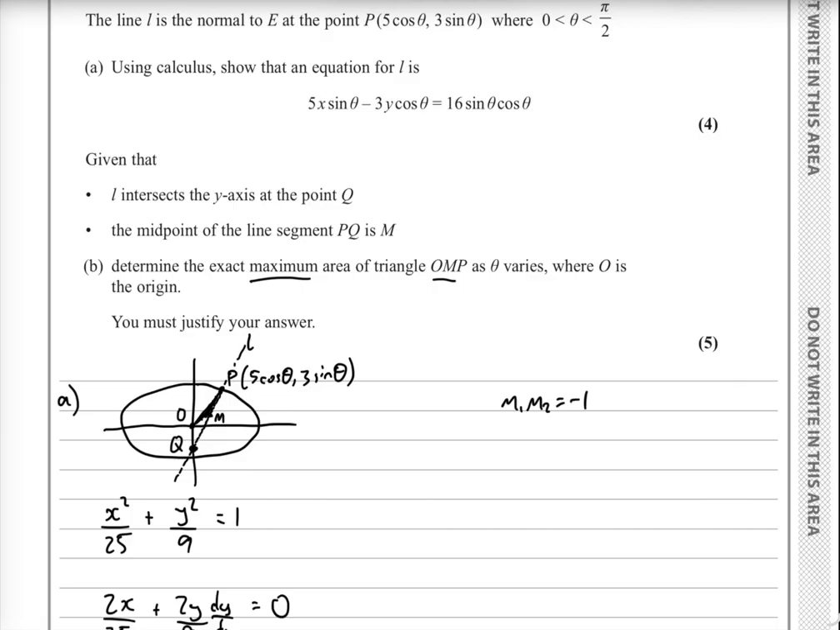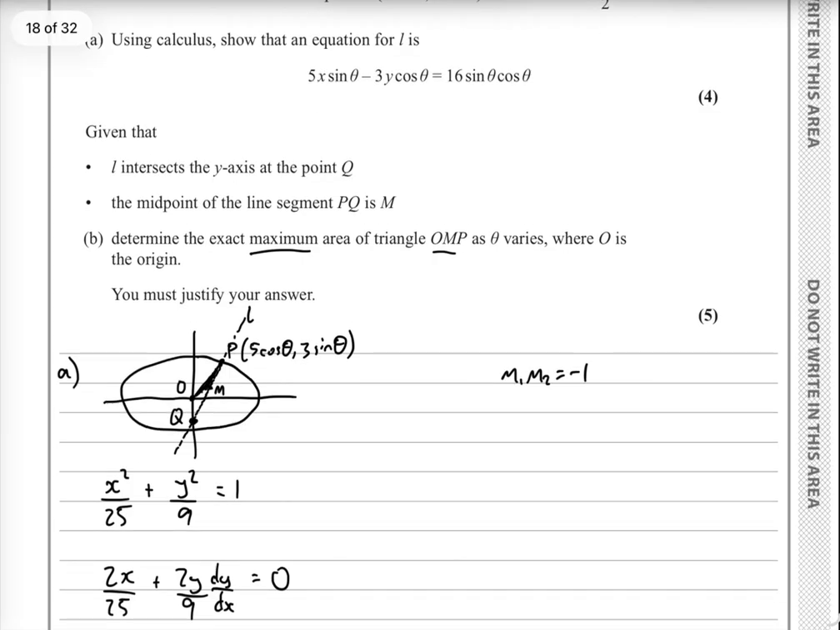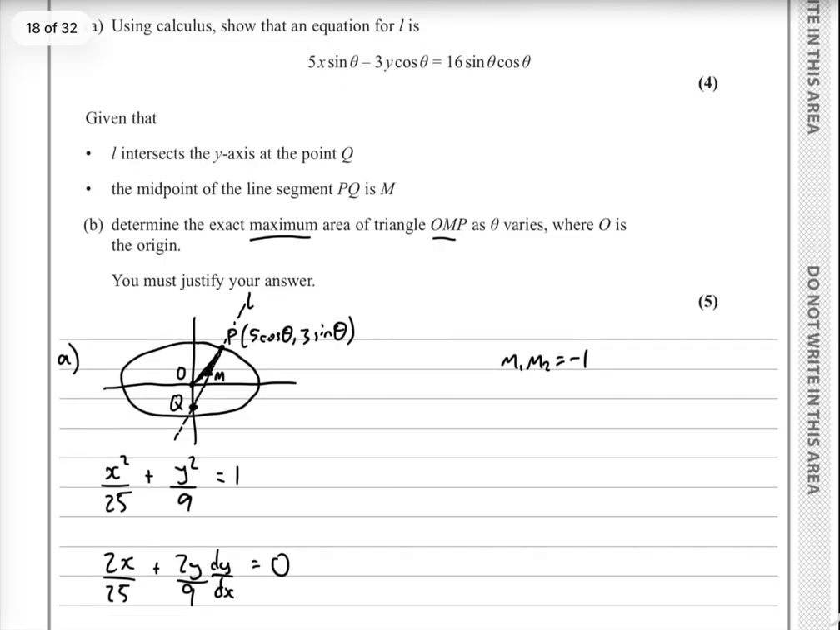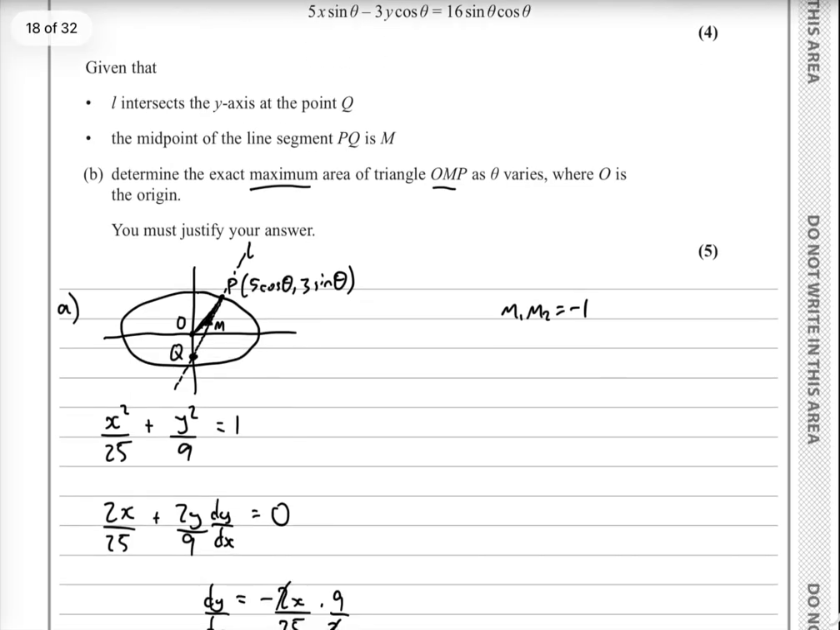How do we actually find that area? If we know M is the midpoint, give me a second and I will draw it out. This usually helps me.